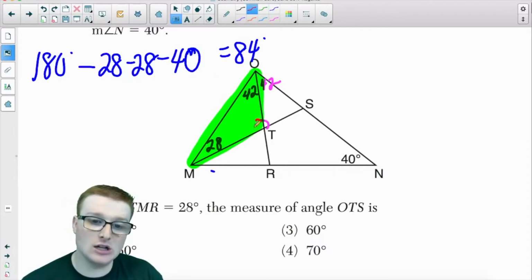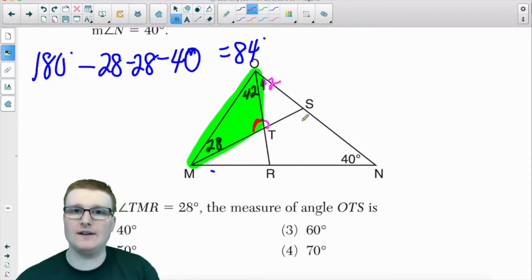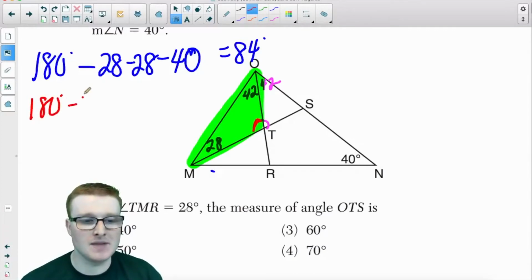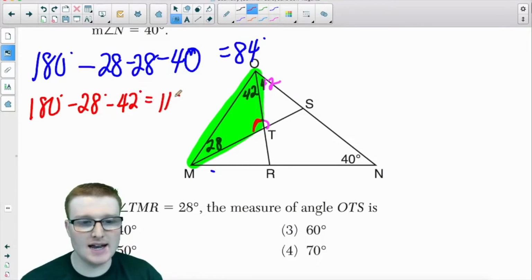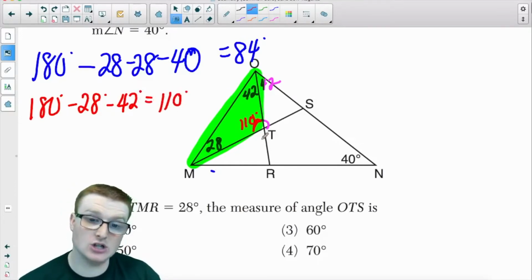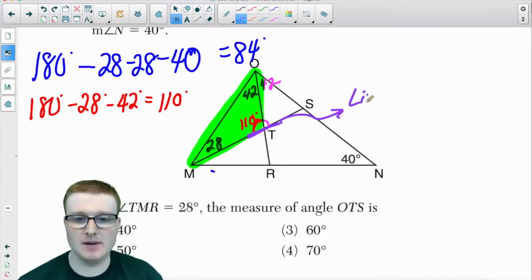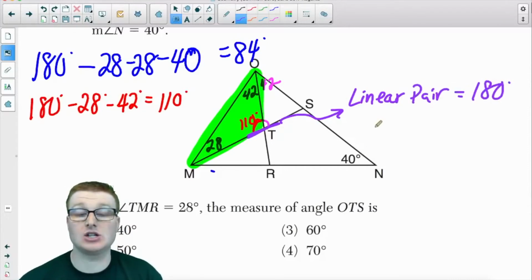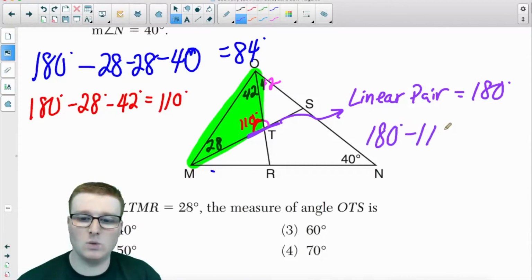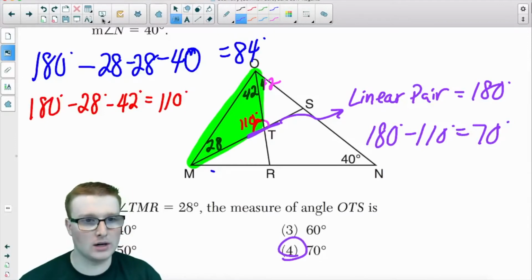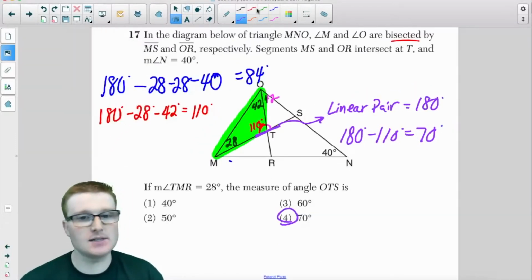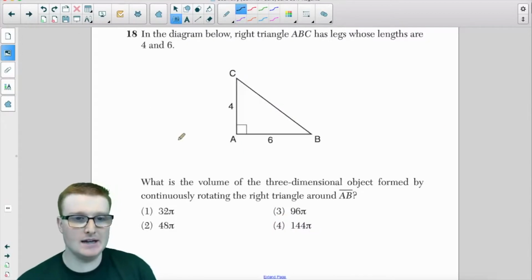To solve for the angle next to the pink angle that we're trying to find, we take 180 degrees minus the 28 degrees minus the 42 degrees. That gives us an angle measure of 110 degrees. So this angle that you see here is 110 degrees. Well, apply the next theorem that you know. Linear pairs are supplementary. This is a linear pair, which equals 180 degrees. So you just take a straight line, which is 180 degrees, minus the 110, and that gives you an answer of 70 degrees. That is going to be choice 4 for that question. Tedious, but doable.